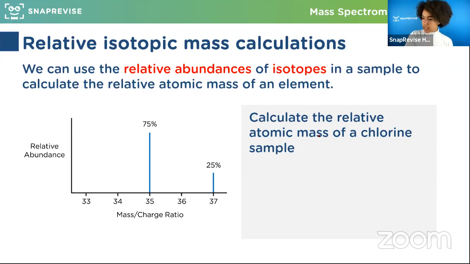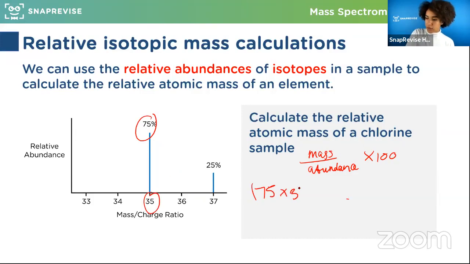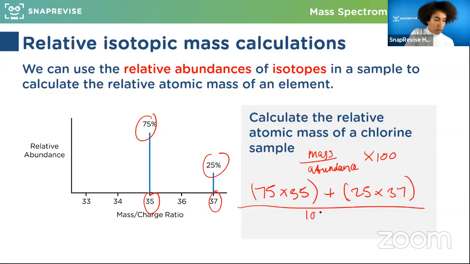So I will just write it down. So we're doing mass times abundance, divided by 100. In this case, we've got 75 here, and the mass to charge ratio is 35. So we're timesing those together. And then we've got 25 as the abundance, and we've got 37. And we divide that by 100. Yeah, wicked. Not much lag anymore. Excellent. Thank you for letting me know. So if you shove that in your calculators, that should be 35.5.